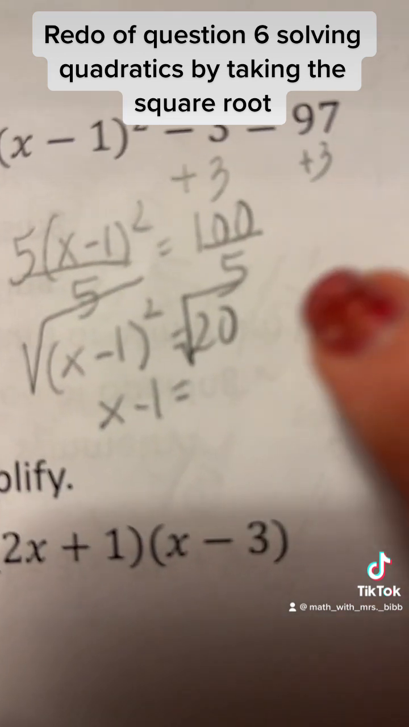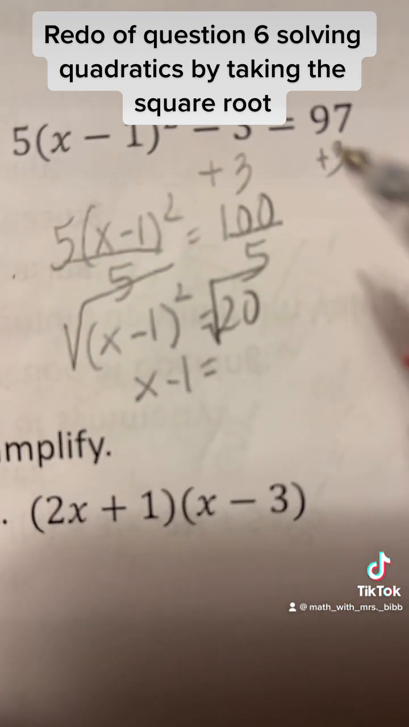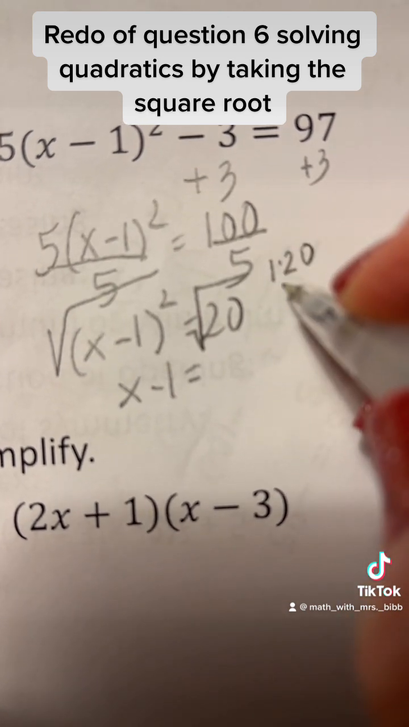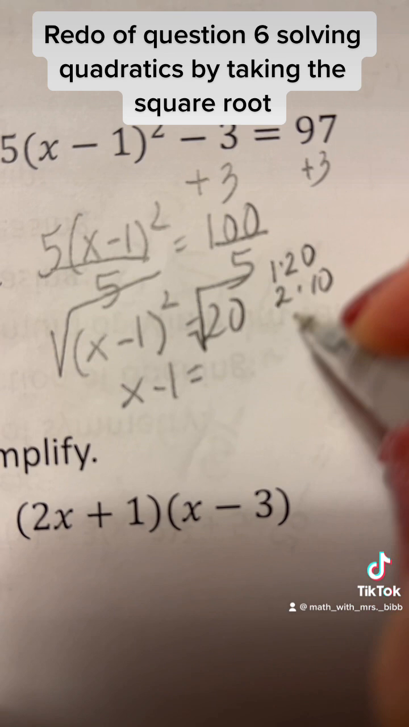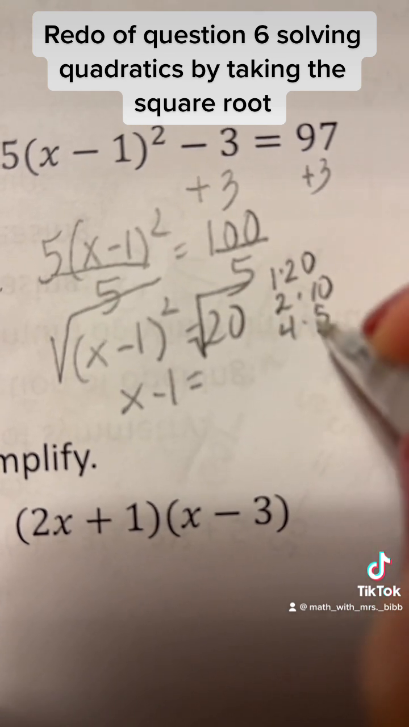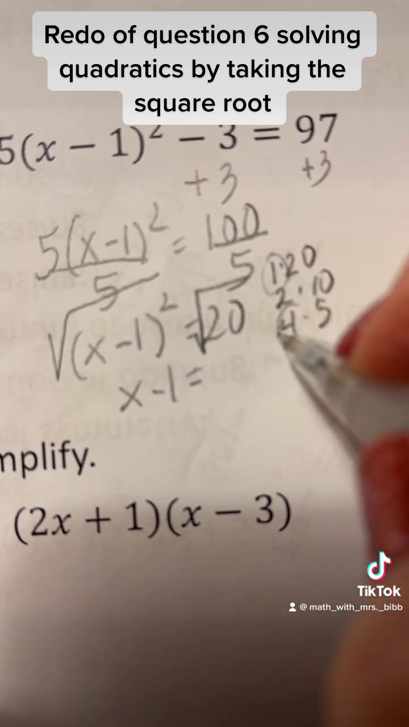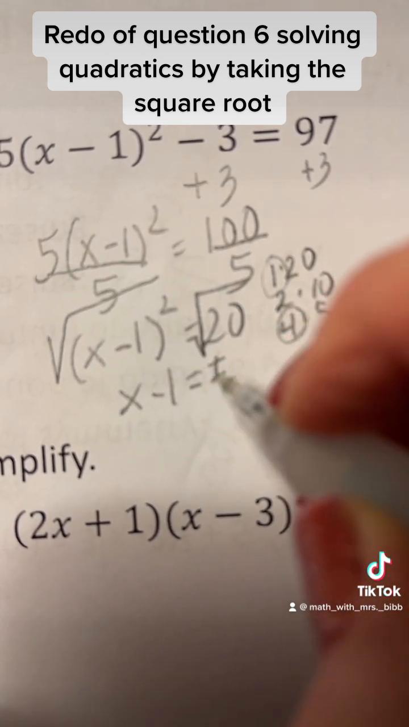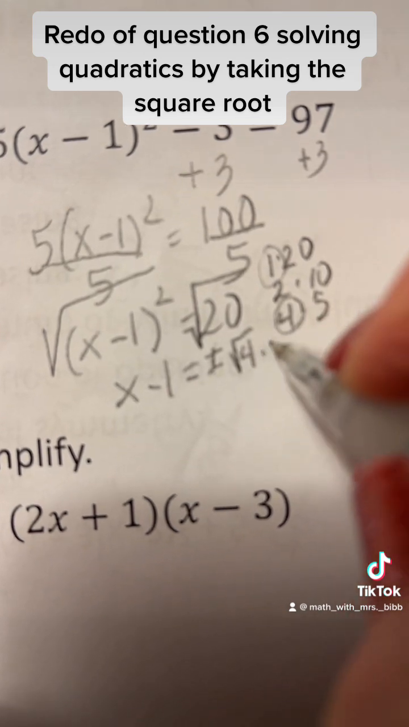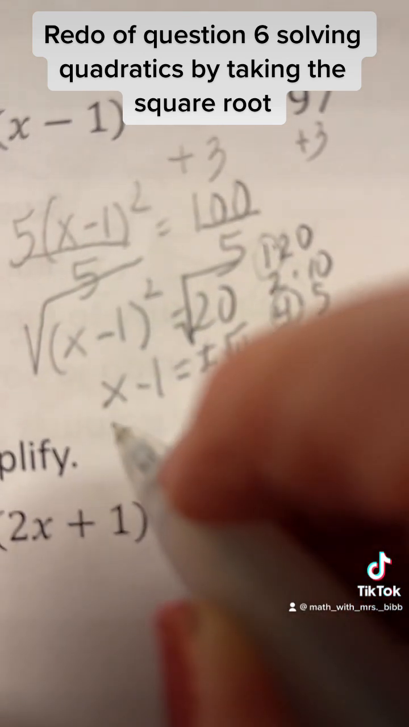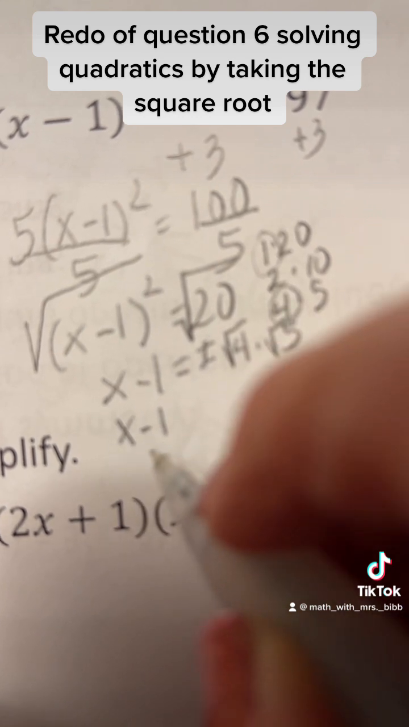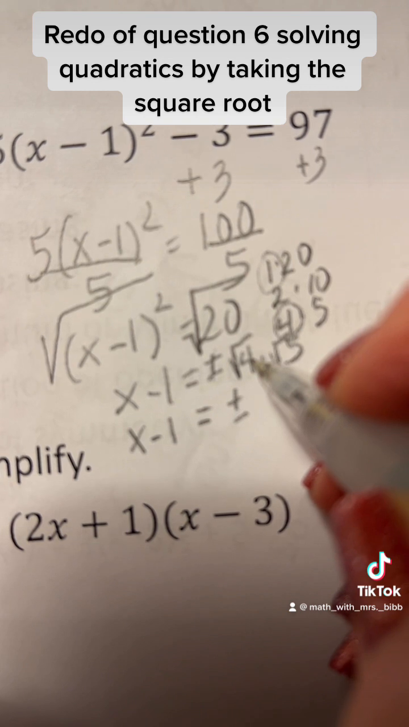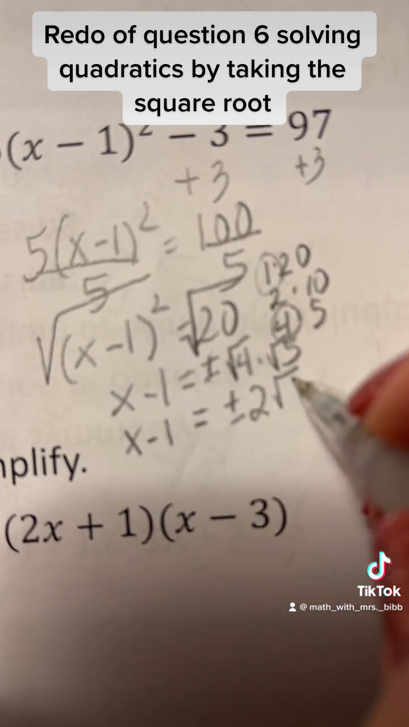So that means that I'm going to work this just a little differently in that I need to simplify this radical. Think about the factors of 20: 1 times 20, 2 times 10, 4 times 5. And the perfect squares are 1 and 4. And so then that means I'm going to rewrite this as plus or minus the square root of 4 times the square root of 5. Now I'm going to simplify on the right side. I'm just going to keep this x minus 1 for right now equals plus or minus the square root of 4 is 2 times the square root of 5.